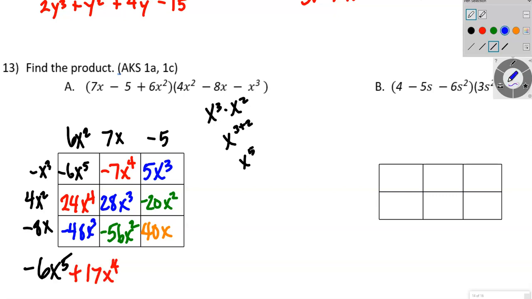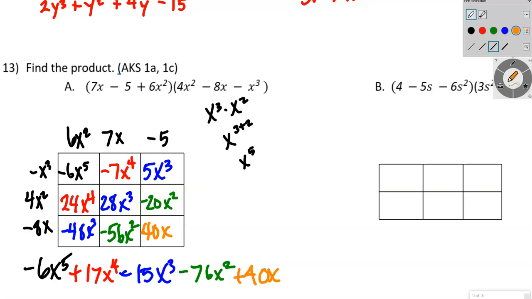Then we got our blue terms. So negative 48 plus 28 would be negative 20, plus another 5 would be negative 15x to the third. Then we got a negative 56 and a negative 20. That's kind of nice because they're both negative, right? So that means that's going to be minus 76x squared. And then we got our 40x left.